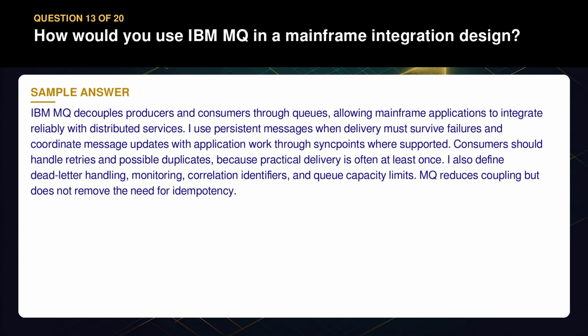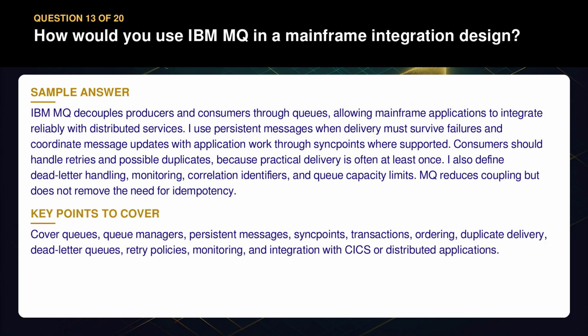IBM MQ decouples producers and consumers through queues, allowing mainframe applications to integrate reliably with distributed services. I use persistent messages when delivery must survive failures and coordinate message updates with application work through sync points where supported. Consumers should handle retries and possible duplicates, because practical delivery is often at least once. I also define dead letter handling, monitoring, correlation identifiers, and queue capacity limits. MQ reduces coupling but does not remove the need for idempotency.